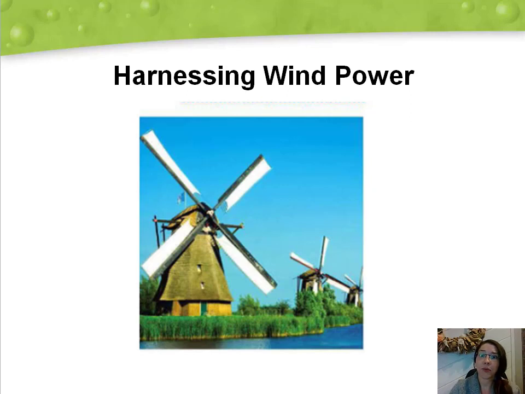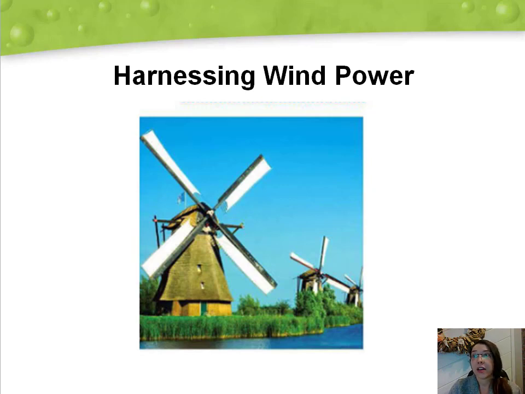All right, 18.3, we're going to be looking at harnessing wind power. Wind turbines are going to be the main thing we're looking at, but here is an image of a windmill. And indirectly, wind energy is a form of solar energy. The sun heats up the atmosphere, and the unequal heating of the air masses causes wind to blow.